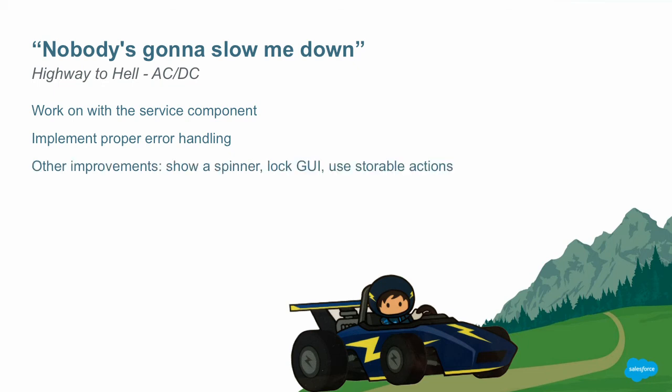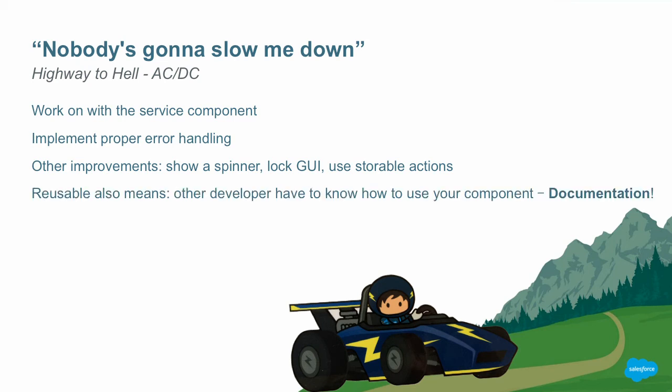You can also, for instance, add a spinner. So whenever you make a callout, automatically a spinner is shown. Or you can lock the GUI, or you can add storable actions, which helps you to improve performance to reduce server calls. So this can all be done in this one service component. And this is actually what the benefit would be from this whole procedure and this whole stuff we built.